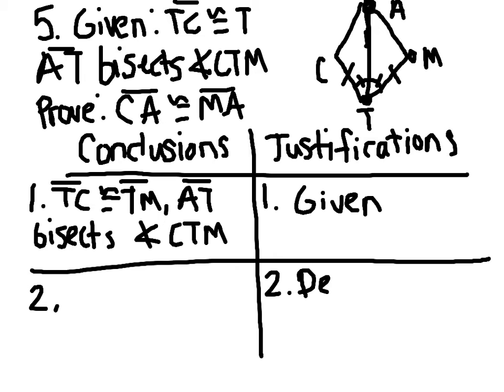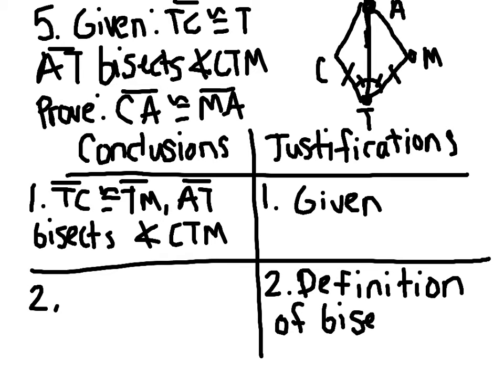Remember, the definition of a bisector is it splits something into 2 equal parts. Well, the only thing that was split into 2 equal parts, as we saw in the given, was that angle. So now we know that we have an angle that's equal, because that's what a bisector does. It splits it into 2 equal parts. So then we can assume that angle CTA is congruent to angle MTA.